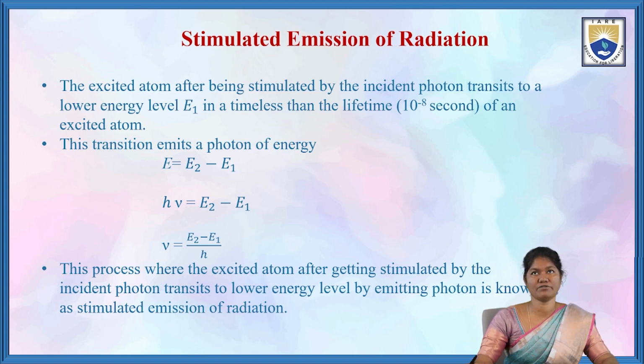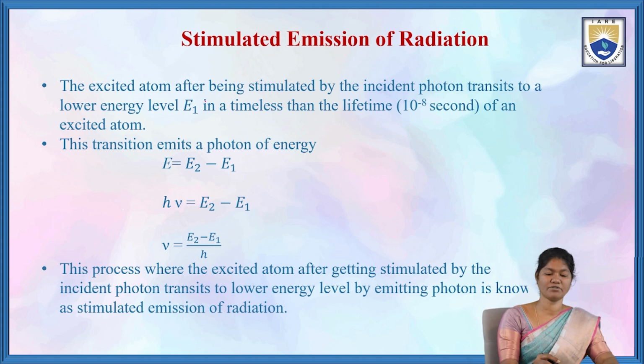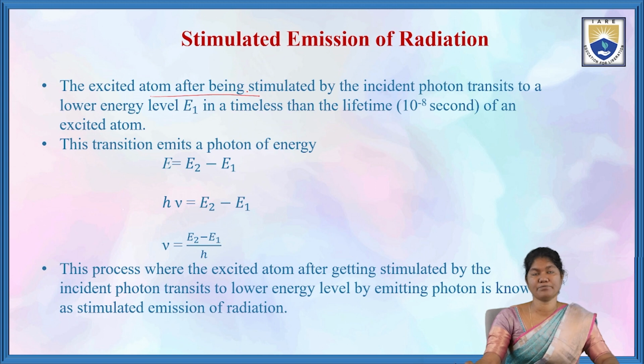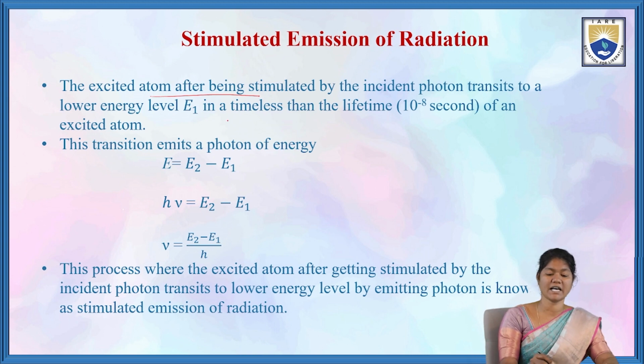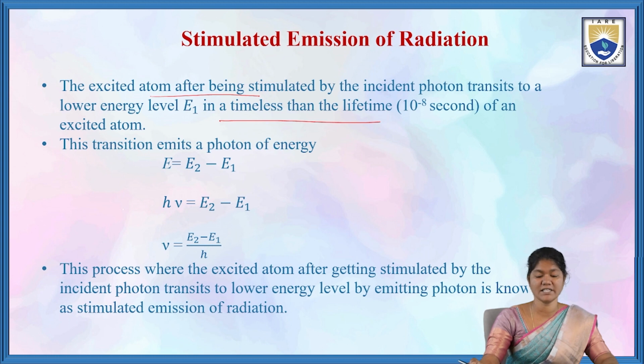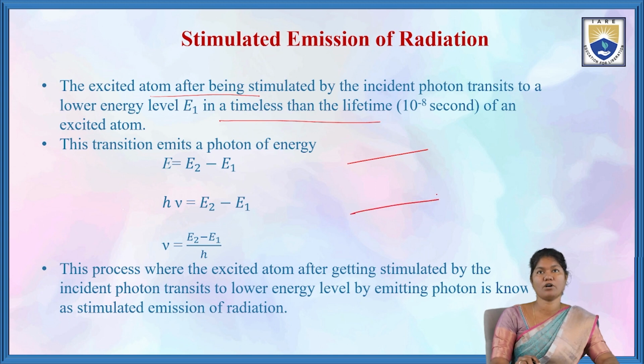Coming to stimulated emission of radiation, the excited atom, after being stimulated by the incident photon, transits to a lower energy level in a time less than the lifetime, 10 power minus 8 seconds, of an excited atom. In the previous process, spontaneous emission of radiation, after the lifetime of an atom in the higher energy level, the atom transits to the lower energy state by emitting a photon. So in this second process, the atom is at the higher energy state E2.